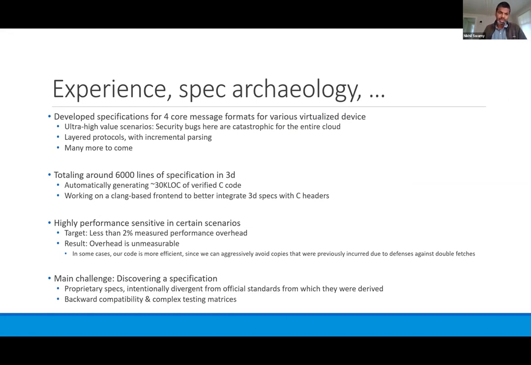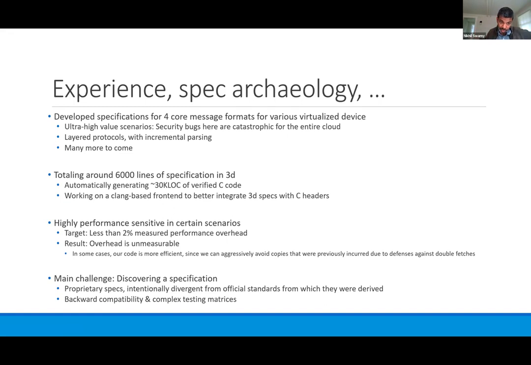Our experience in Hyper-V so far has been that we've tackled more than 100 message formats. I think we've managed to shrink our spec a little bit; our spec size is a bit smaller than this now. But we generate about 30,000 lines of verified C code for these hundred plus message formats. And one of the constraints that we had to satisfy was that we're inserting these new parsers on high performance critical code paths. Our performance goal was to have less than 2% measured performance overhead, 2% cycles per byte overhead, when adding verified parsers.